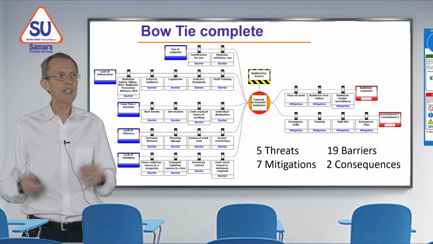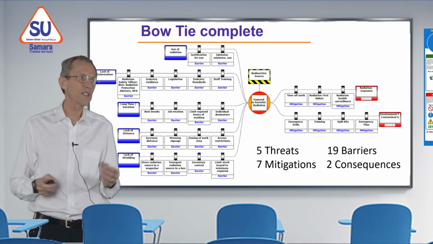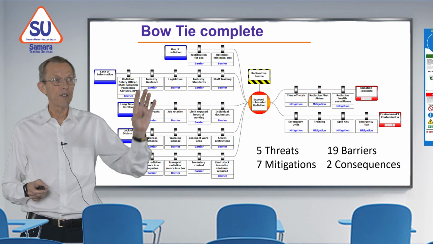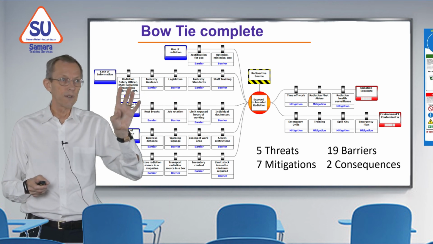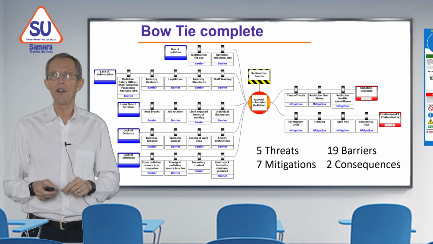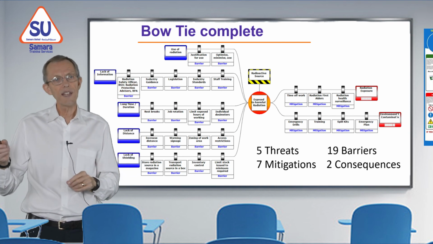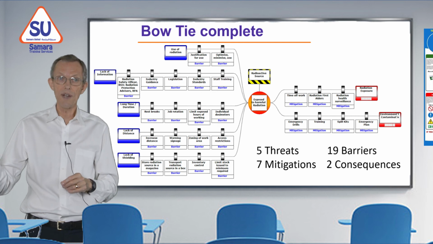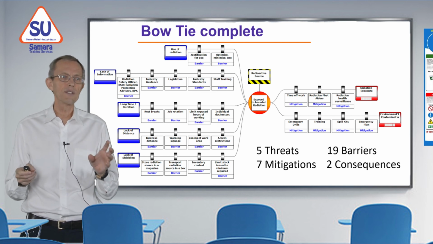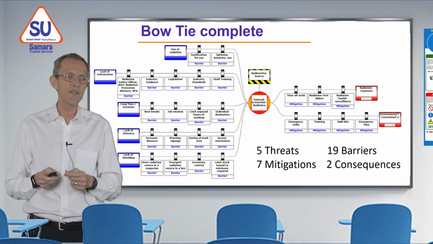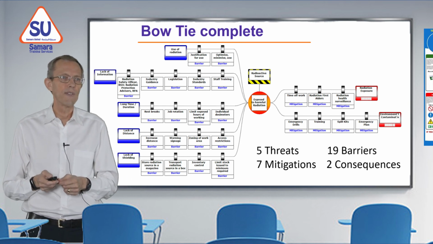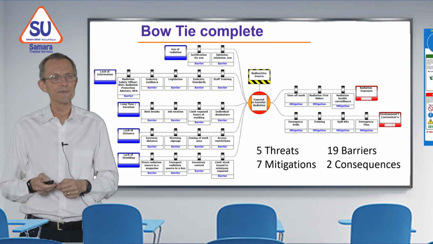We can put this all together into our bow tie diagram, and here it is. So in this case we have, in the blue boxes, 5 threats, and they're controlled by 19 barriers. On the right hand side we have 2 consequences in red boxes, and they're managed, they're mitigated, made less worse by the 7 mitigations. And that's the bow tie diagram.